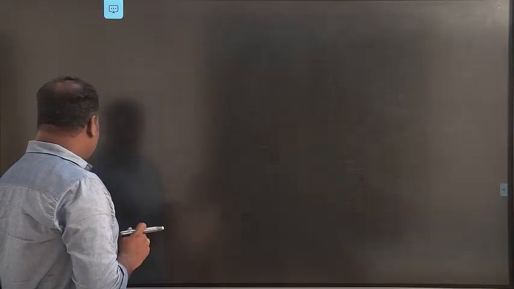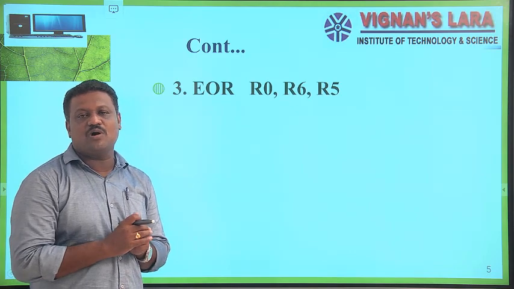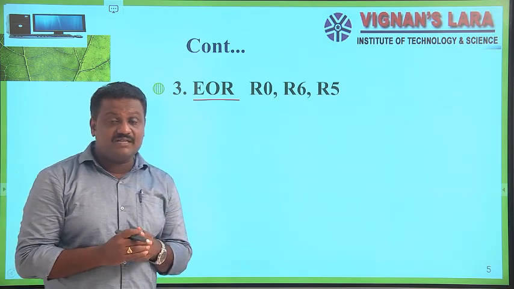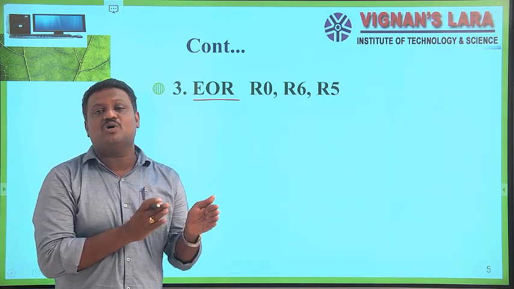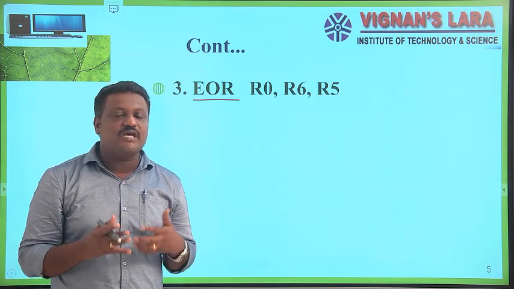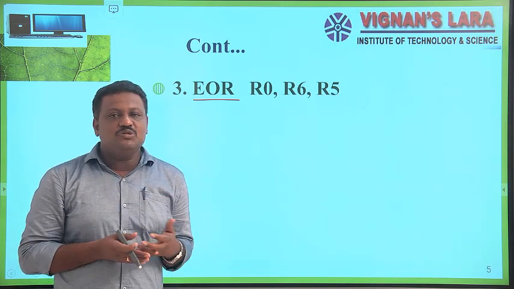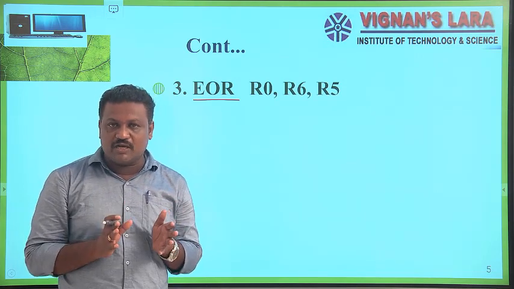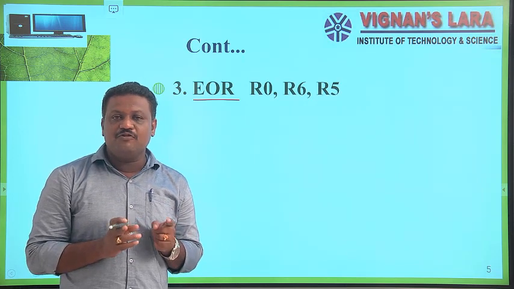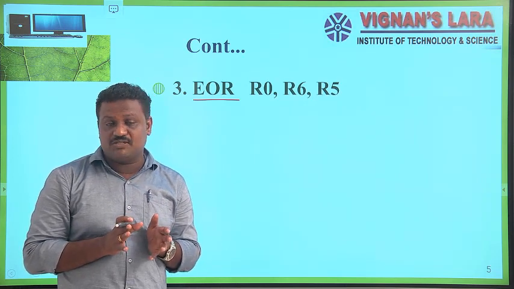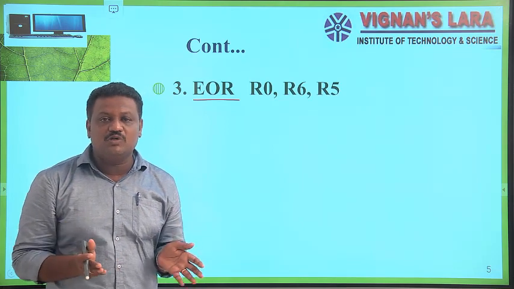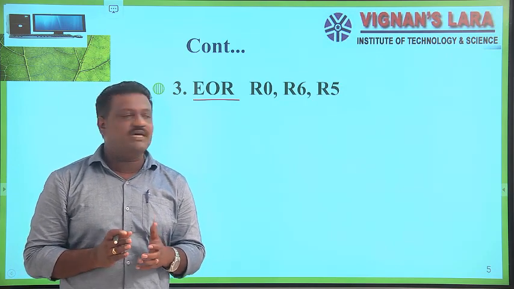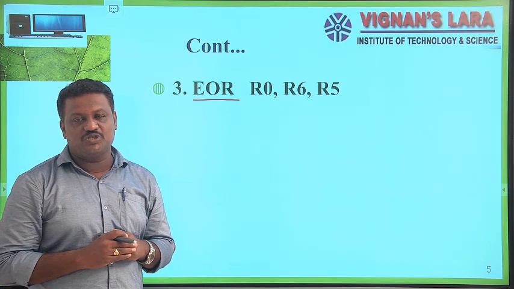Next, the third instruction is EOR. You remember, friends, this is for exclusive OR. In the previous case I told you that ORR represents inclusive OR, and here EOR represents exclusive OR. This exclusive OR we can also call modulo 2 addition. That means if you do exclusive OR between two numbers, if both are different, the output is equal to 1. If both inputs are the same, the output is equal to 0. That operation is done with the help of this particular instruction, EOR.